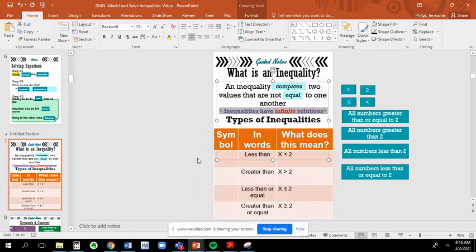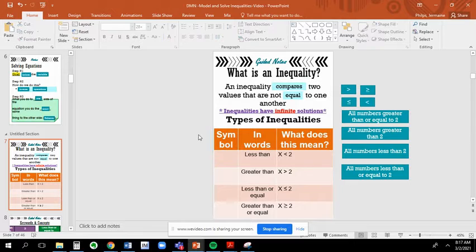So 1 is an answer. 0 is an answer. 1 and 5/10 is an answer. -1, -3, -4, -5, -5 and 5/10. There's an infinite amount of numbers that can be the answer. So unlike with equations where there's only one solution, an inequality has many answers.